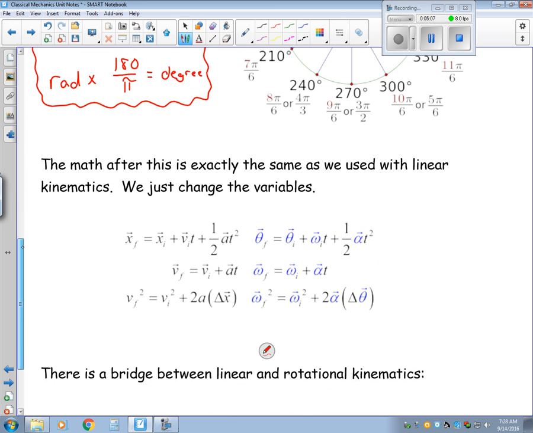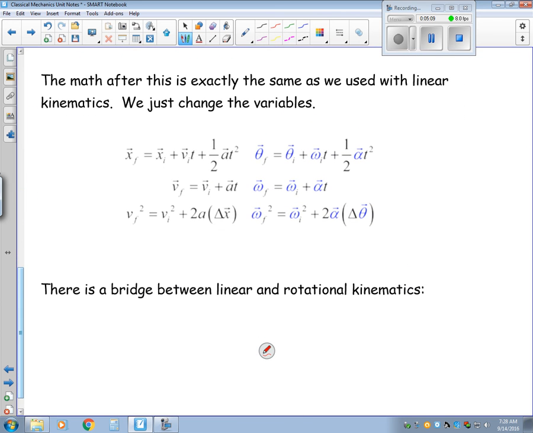Okay, other than that, the mathematics is identical. So here you'll see the three equations for linear motion. And they're the same thing as the three equations for rotational motion. So here, x is a position. Over here, theta is an angular position.